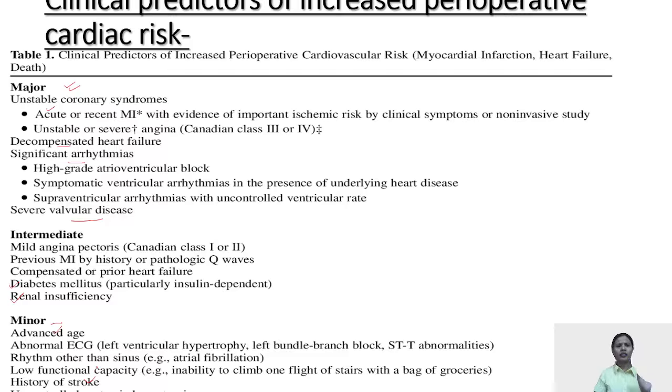So there are certain things which have been asked in the previous years. So I'm emphasizing only on them so that you can remember at least them. The major is something which is highly unstable. Intermediate are your diabetes and renal insufficiency, whereas minor are your geriatric patient, a patient with a history of stroke, or a patient with an uncontrolled systemic hypertension.